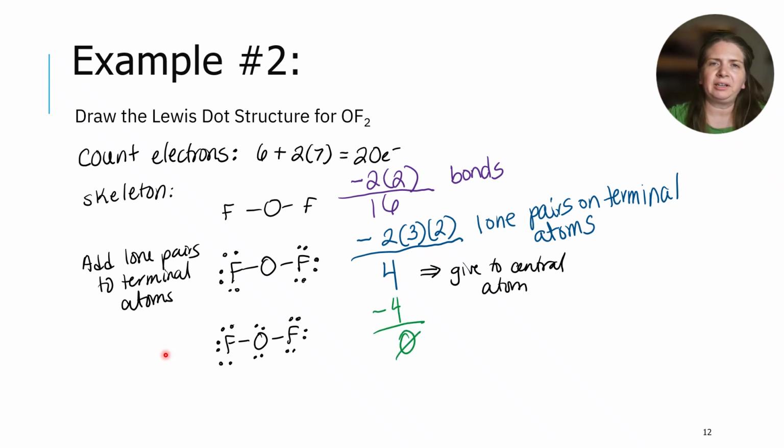Notice that every atom has a complete octet, so no double bonds or triple bonds are needed. The final structure has two single bonds with the oxygen atom having two lone pairs and each fluorine atom having three lone pairs.